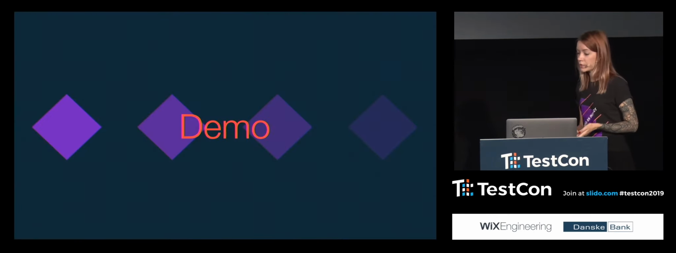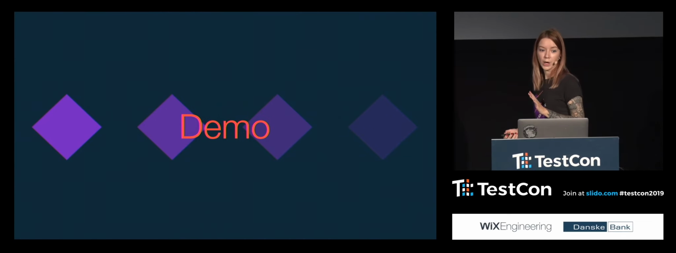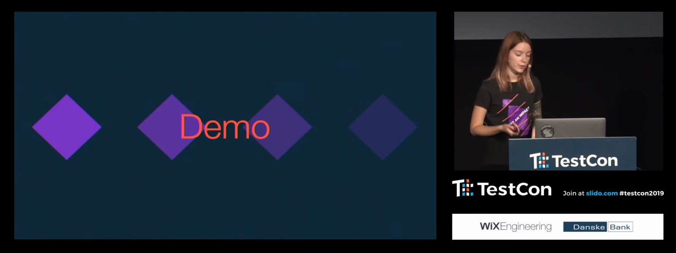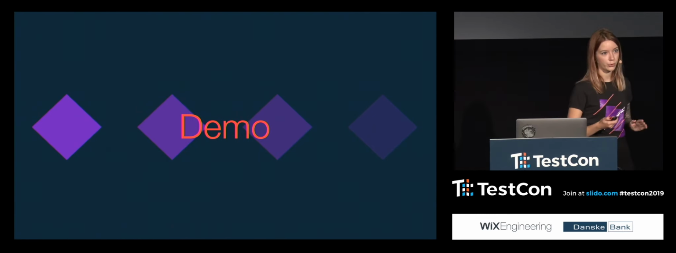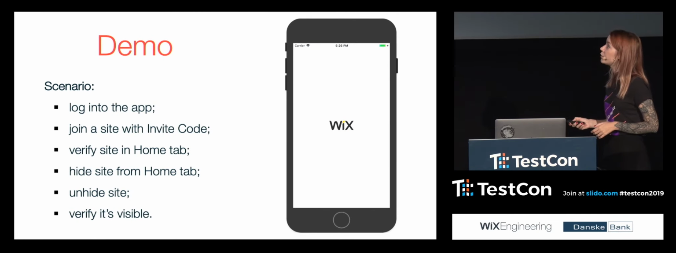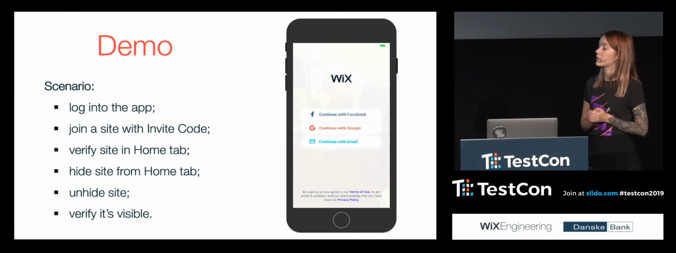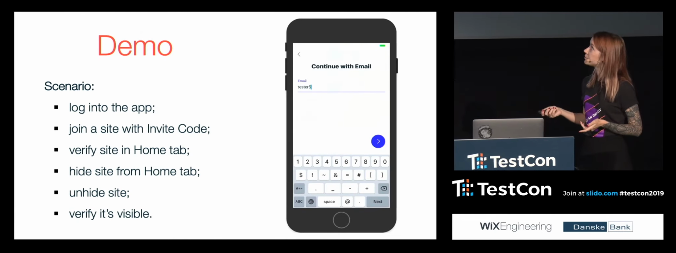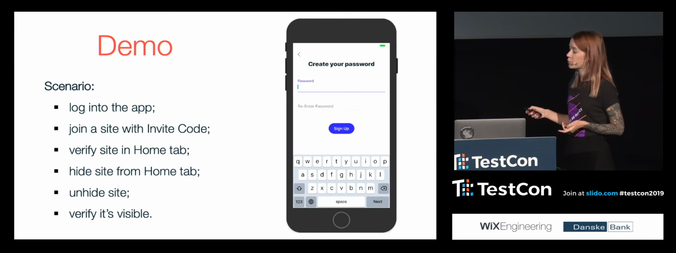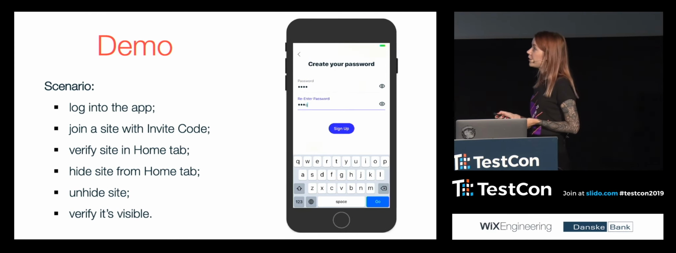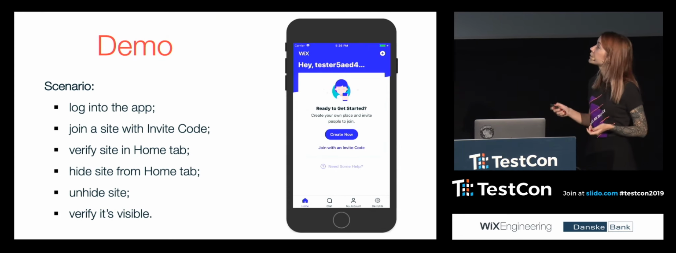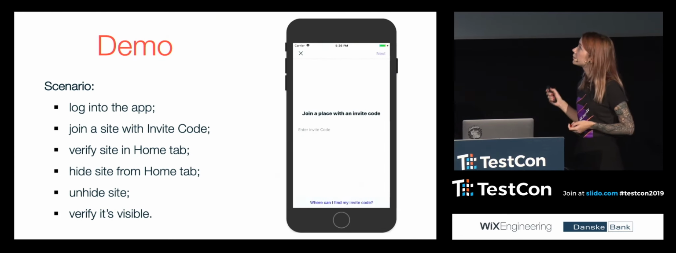So right now, I will show you a quick demo of how test looks inside a simulator, so that you can see that it's actually really similar to what user would do. So the scenario of this demo is that user signs up into the app as a new user, then joins a site with invite code, which is predefined in this case. Then it verifies after joining that site would be visible in Home tab. So let's just wait for it a little to catch up with us.